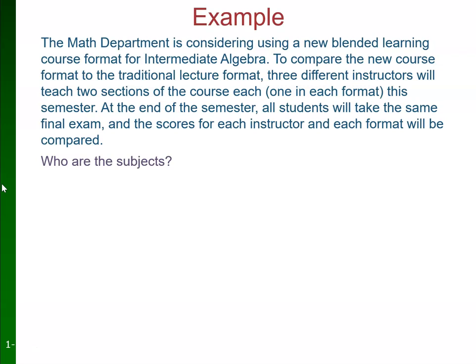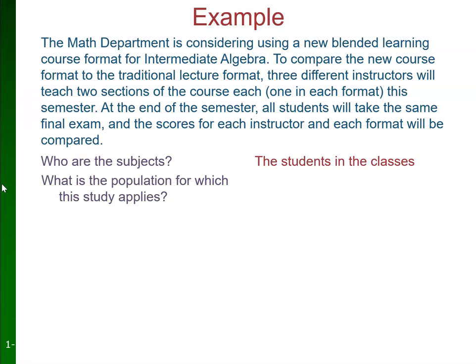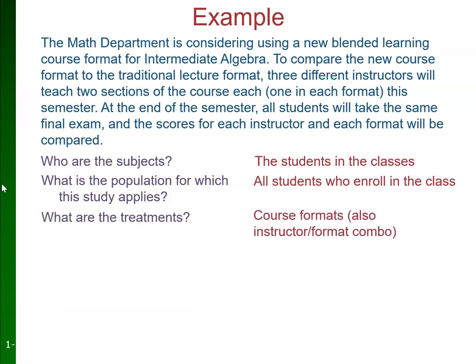First of all, who are the subjects? This would be the students in the classes. What is the population for which this study applies? This would be all students who enroll in intermediate algebra, not just the students who are in the sections being studied this semester, but all students who enroll in intermediate algebra. What are the treatments? The treatments would be the course formats, which are blended learning and traditional lecture format. You could also consider the different instructors as being a different treatment. So really we could talk about the combination of instructor and format.